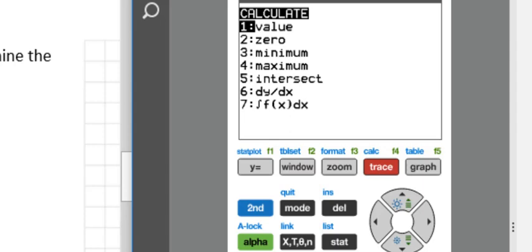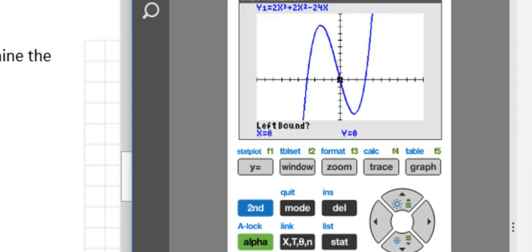Let's choose maximum since that is the point to the left. So we're going to first be asked to enter a left bound. That means we need to be somewhere to the left of that high point. So think about drawing a visual or vertical line through that high point, and you want to be on the left side of that vertical line. Doesn't matter where you are as long as you're to the left, and press enter. Now we need to go to the right side of that high point. So again, thinking about a vertical line through that high point, be on the right side of it, and press enter. And now our guess is going to be to the actual high point. So just somewhere close to that point, and press enter.